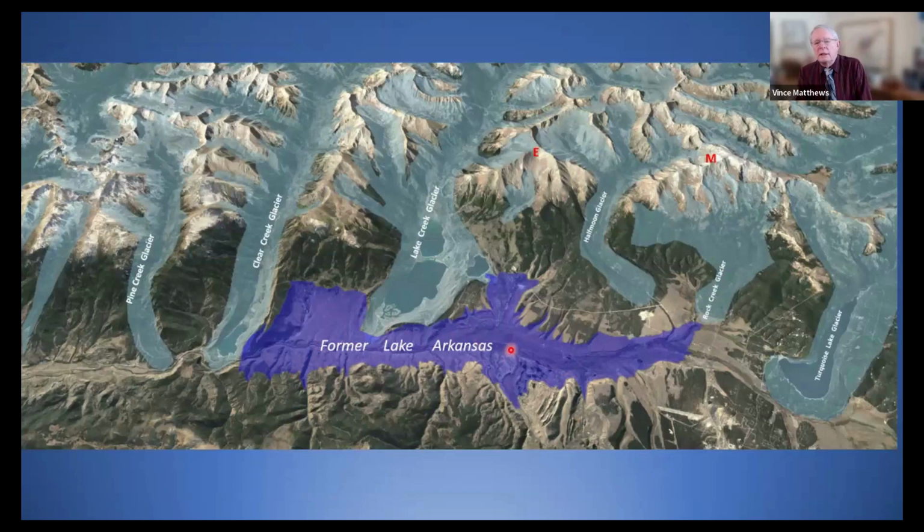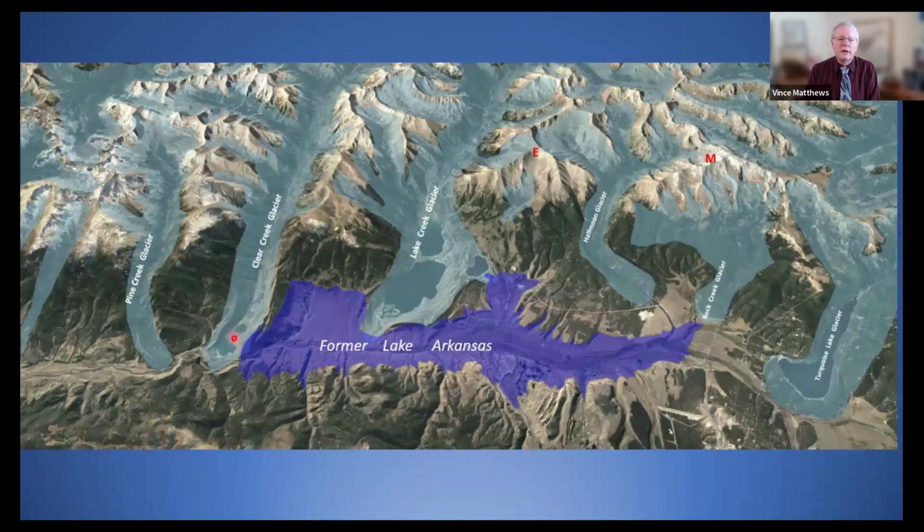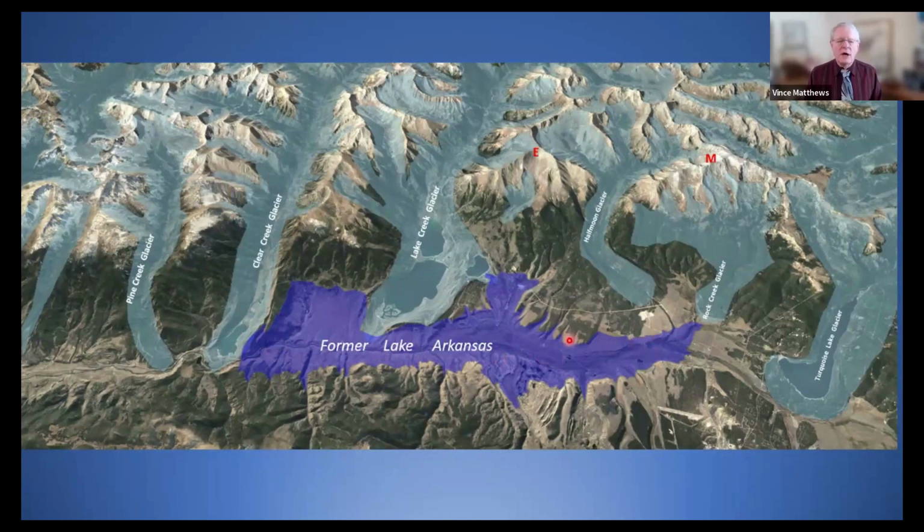So here's that lake that was dammed by the Clear Creek Glacier down here. And it was 600 feet deep down here and backed up for about 14 miles, former Lake Arkansas. And it failed catastrophically because when the lake gets to 90% of the thickness of the ice, it's going to lift the ice. And guess what happens when it lifts the glacier?